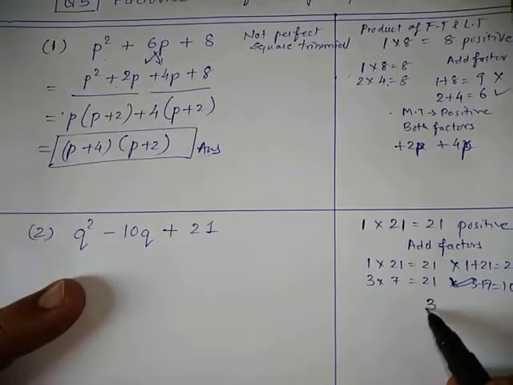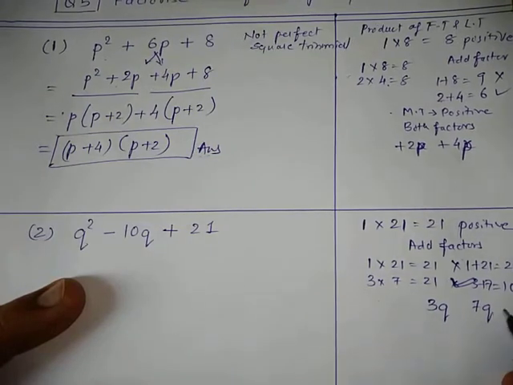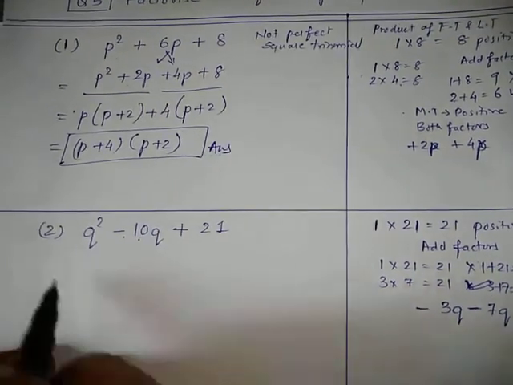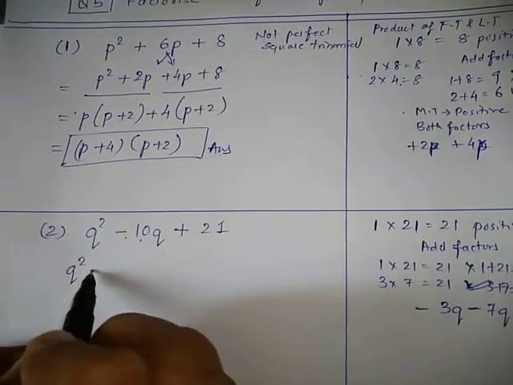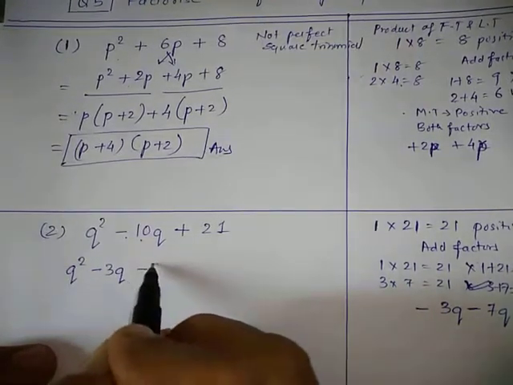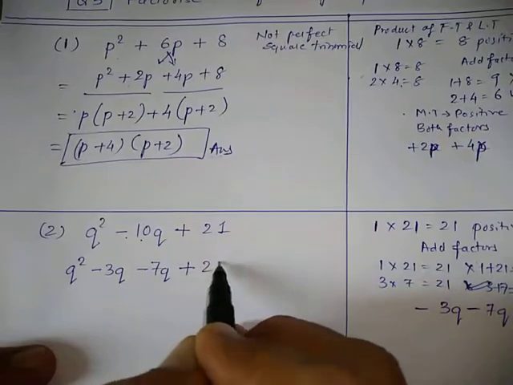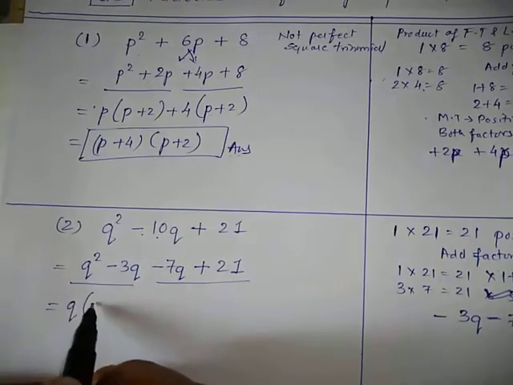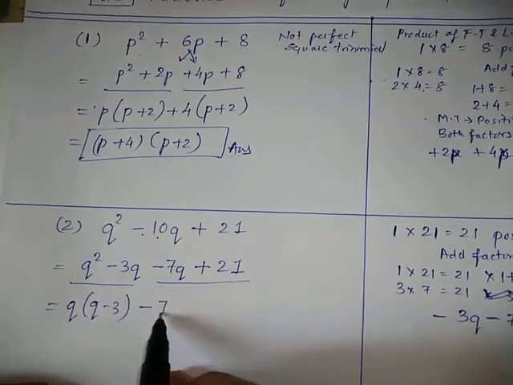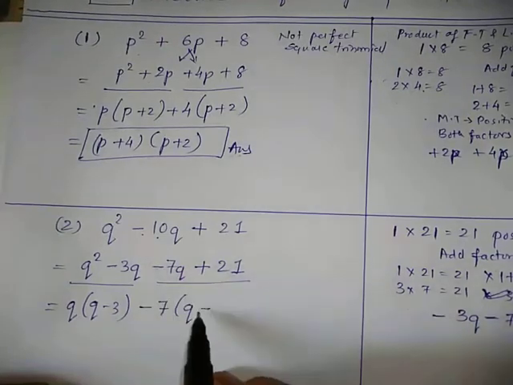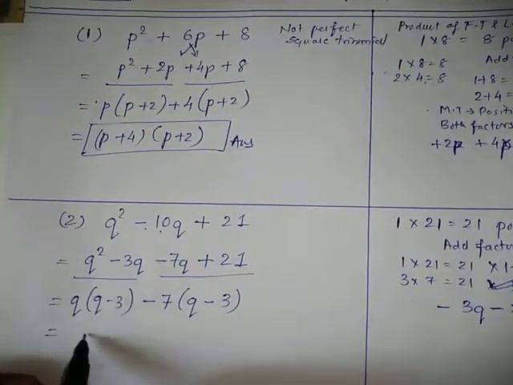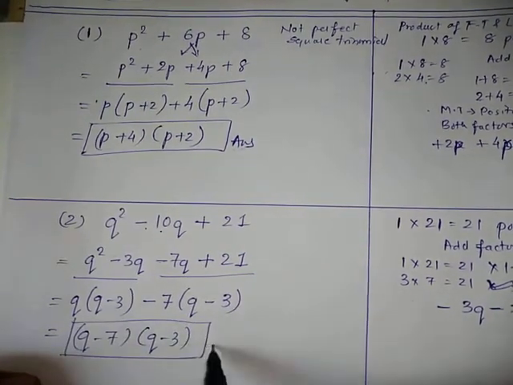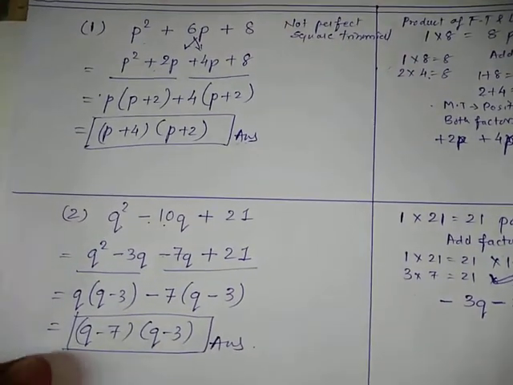So my factors will be 3q and 7q. But what will be the sign? If the middle term is minus, then both are minus. So q² minus 3q minus 7q plus 21. Then binomials: q is common, so q minus 3 is one bracket, and minus 7 is common, so q minus 3 again. So q minus 7 is one bracket and q minus 3 is another bracket. Okay, this was the second one.